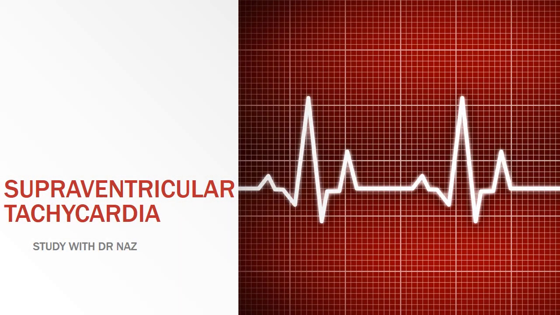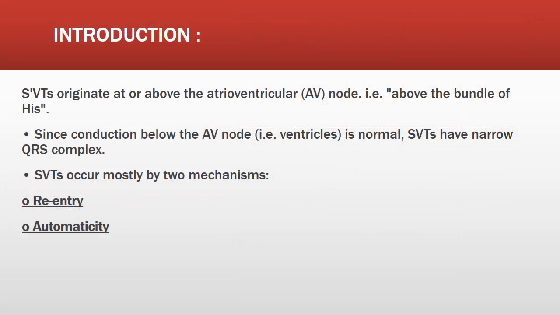Today I'll be discussing supraventricular tachycardia. SVTs originate at or above the atrioventricular node, that is above the bundle of His. The conduction below the AV node is normal, that is the ventricular conduction will be normal. So SVTs have a narrow QRS complex.